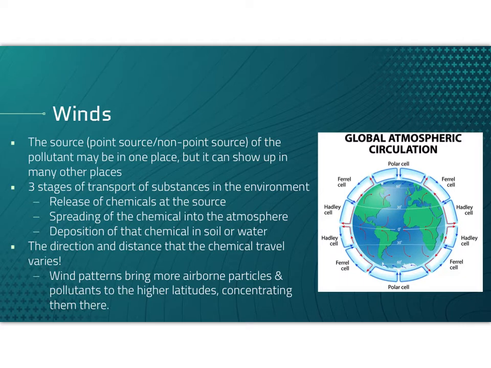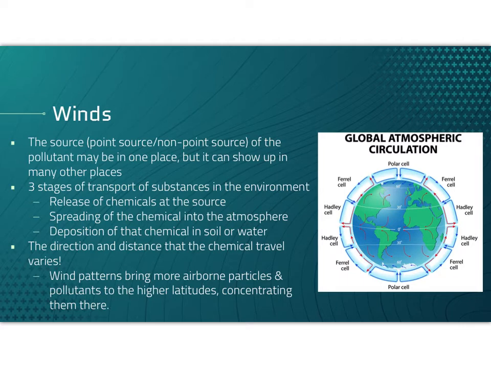So the three stages of transport of substances in the environment are the release of chemicals at the source, the spreading of the chemicals into the atmosphere, and the deposition of that chemical into the soil or water. The direction and distance that the chemical travels can vary based on where it was released and what the wind patterns are there.